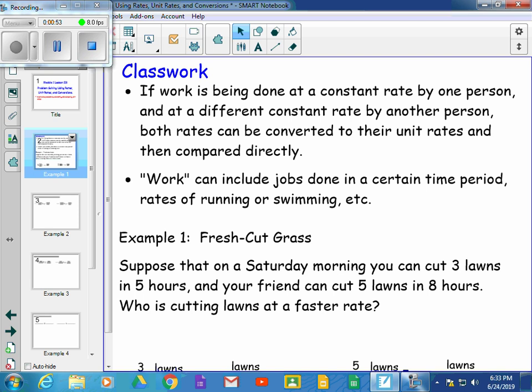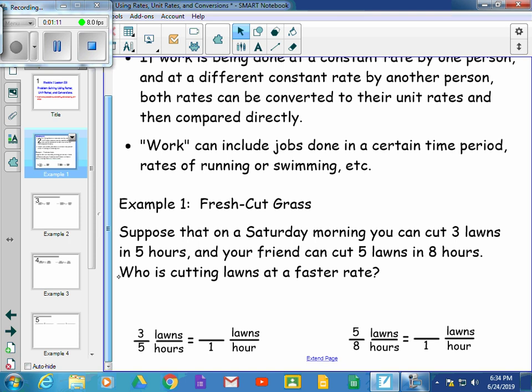We're going to be converting different rates to their unit rates in order to compare who is faster, who does more. And then the second bullet says work can include jobs done in a certain time period, rates of running, swimming, etc. So we're going to focus on who does more work, who runs faster, who gets more done.